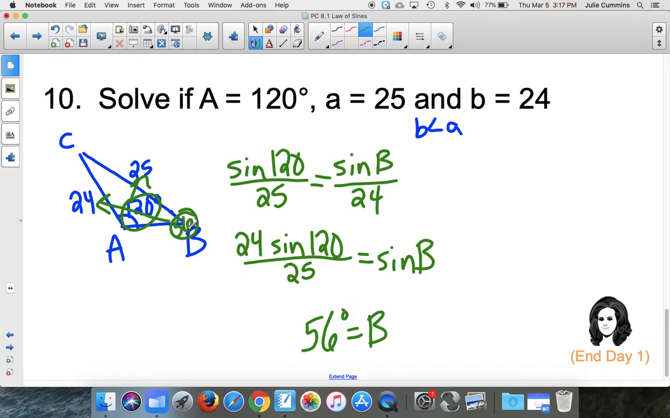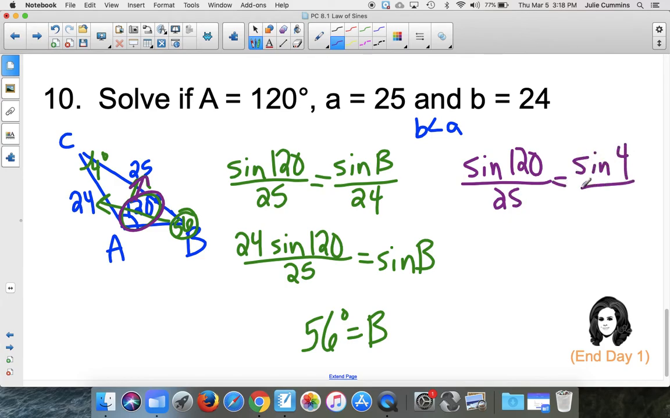Which means if angle B is 56 degrees, we can add 120 and 56, and we don't have a lot left. This is a 4-degree angle. Yep, that's all I have left for angle C. And then finally, to do side C, we're going to do one more law of sines. So sine of 120 over 25 equals sine of 4 over C. Cross multiply, divide, whatever you need to do. C turns out to be 2.